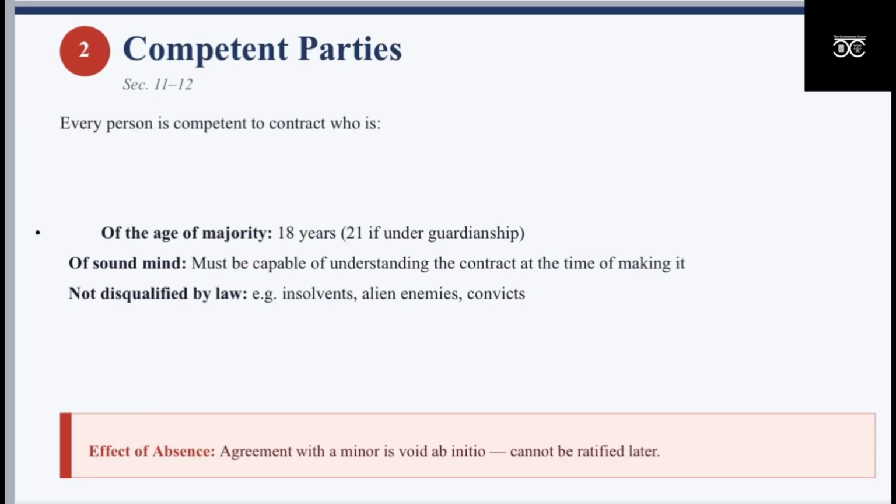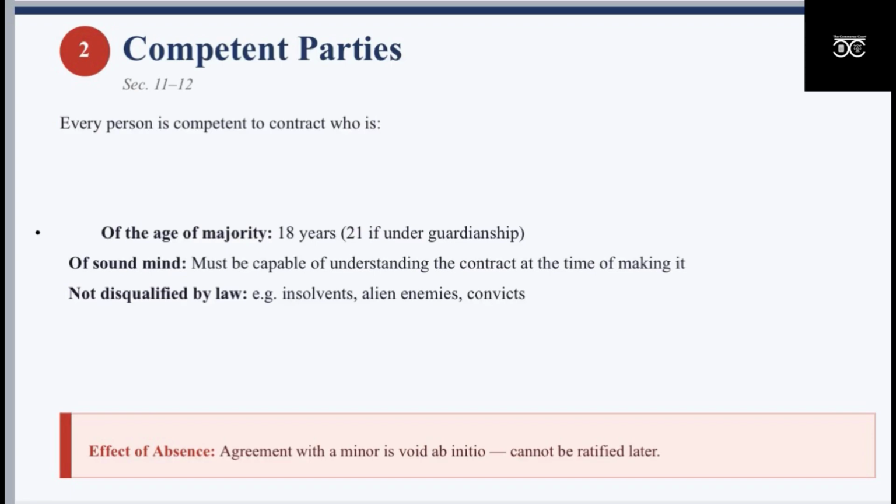The second element is competency. Section 10 of the Indian Contract Act stipulates that for an agreement to be a legally enforceable contract, it must be made by parties who are competent to contract. There are three key requirements of competency as per Section 11. A person is competent to contract if they meet all the three conditions, such as age of majority.